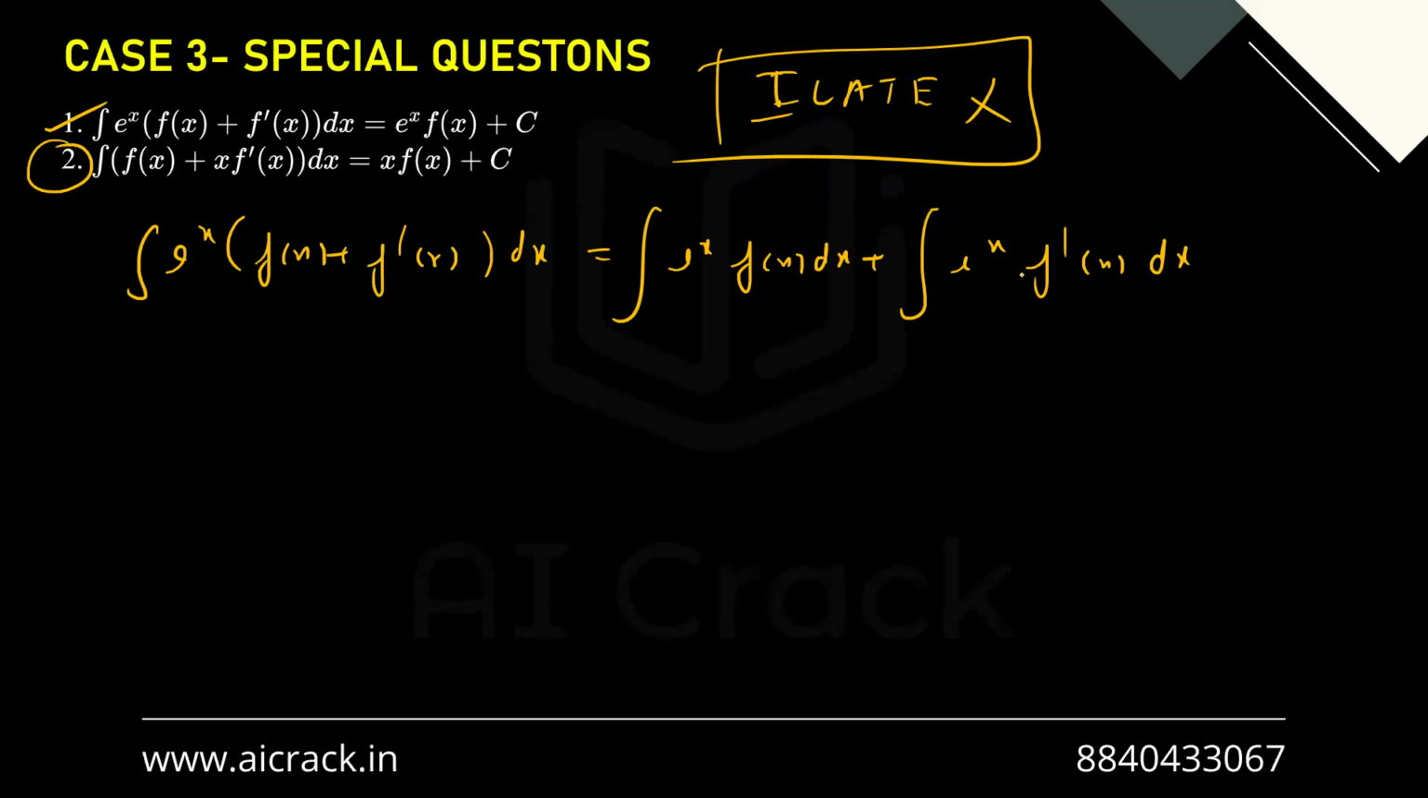We'll always be taking e raised power x as the second function. But now in this case, here's the change. We'll be taking this as first function and this as second function. Okay, so let's apply by parts over here.